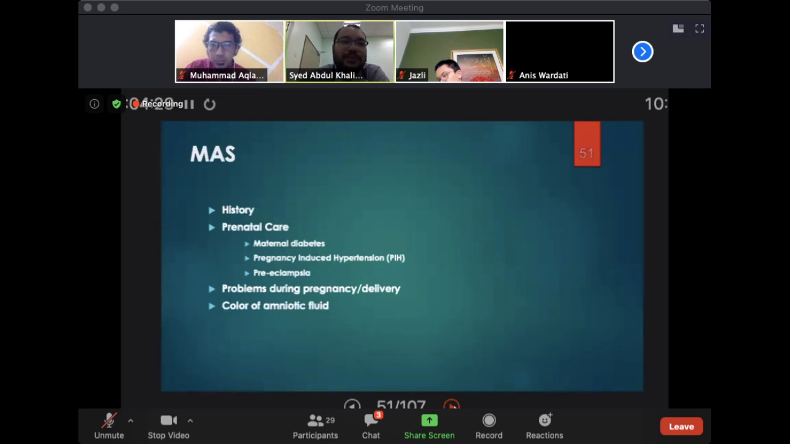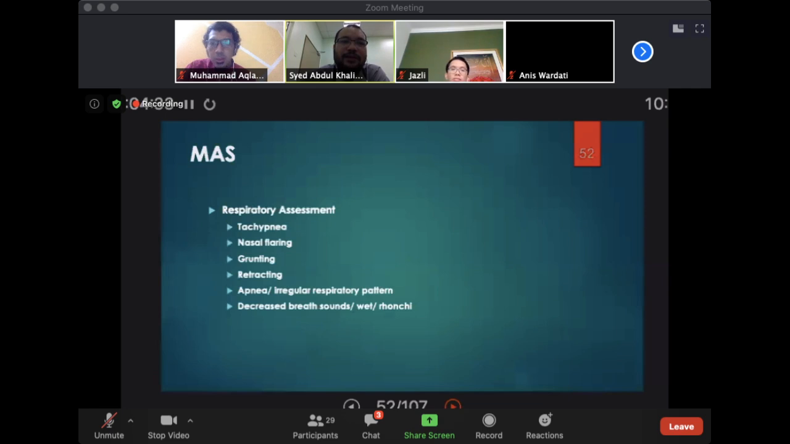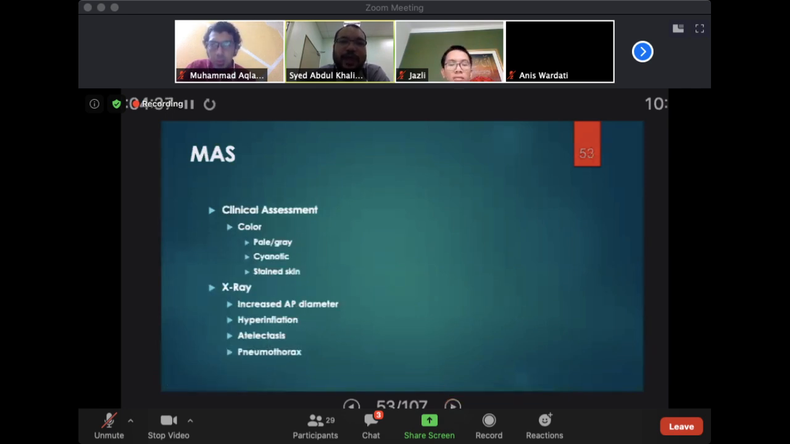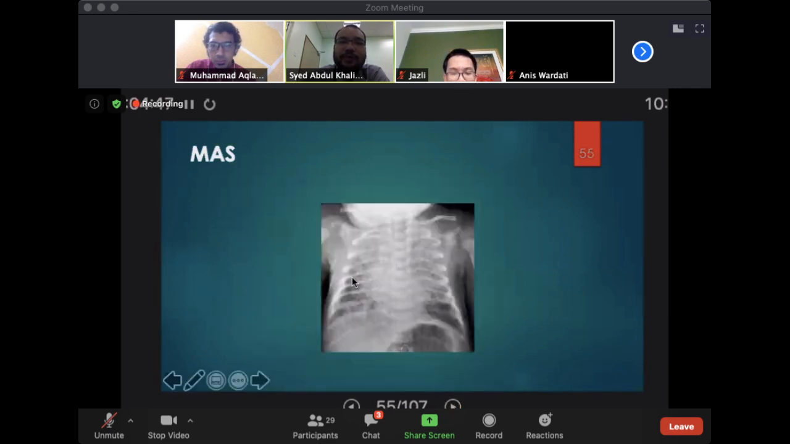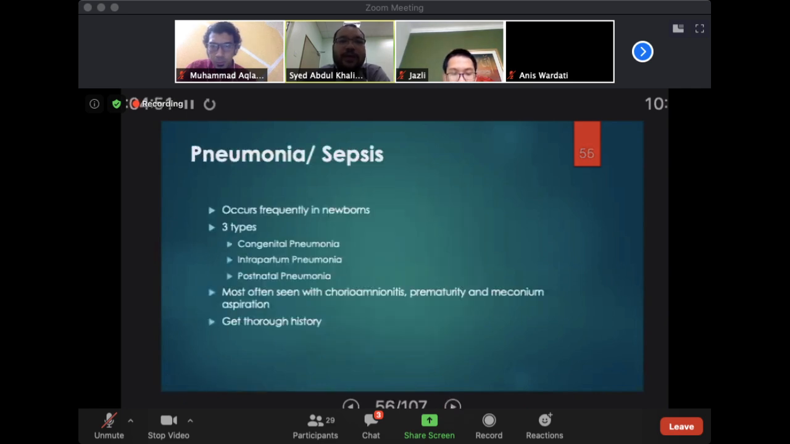So next, you need to know the history, prenatal care of the mother, respiratory assessment as well as usual. So X-ray, as mentioned before, there may be increased AP diameter, hyperinflation, you can see atelectasis, pneumothorax, air trappings, air bronchogram. Semua ni air trapping, these are all air trappings. And then congenital pneumonia, sepsis as well.